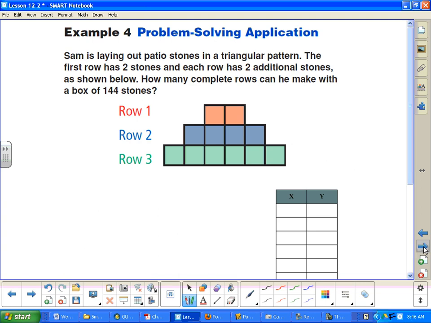All right, last one. Sam is laying out patio stones in a triangular pattern. The first row has 2 stones. Each row has 2 additional stones as shown below. How many complete rows can he make with a box of 144 stones?